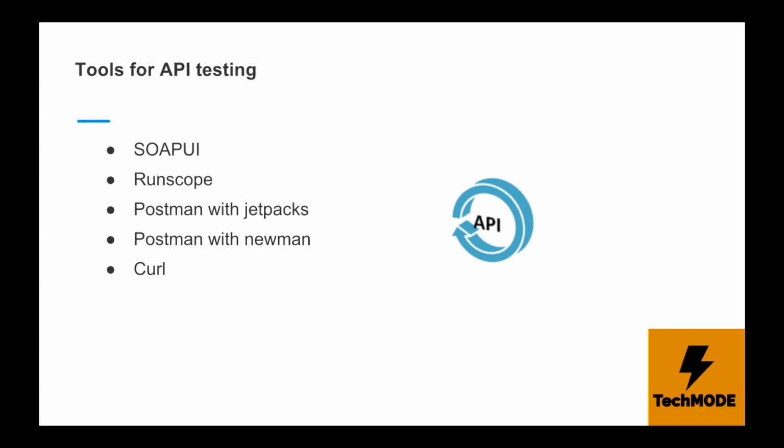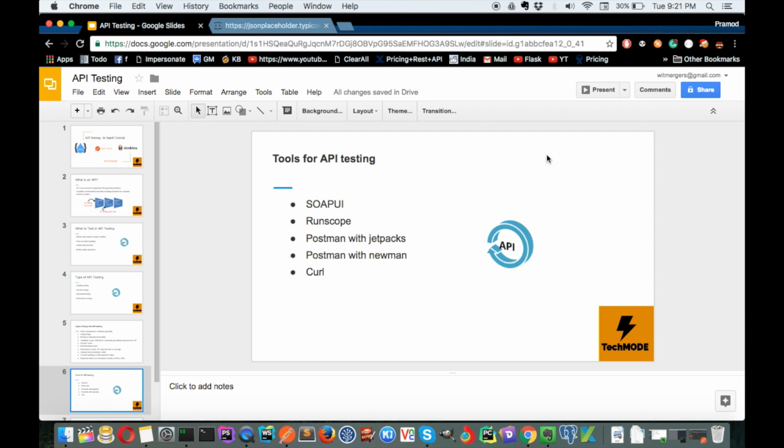Generally, the tools that we use in API testing are SoapUI, second is Runscope, third is Postman with Jetpacks and Postman with Newman, and the last one is curl. Curl is basically a command line tool where you can directly use curl -X POST and just use the API. So let's see what APIs look like.